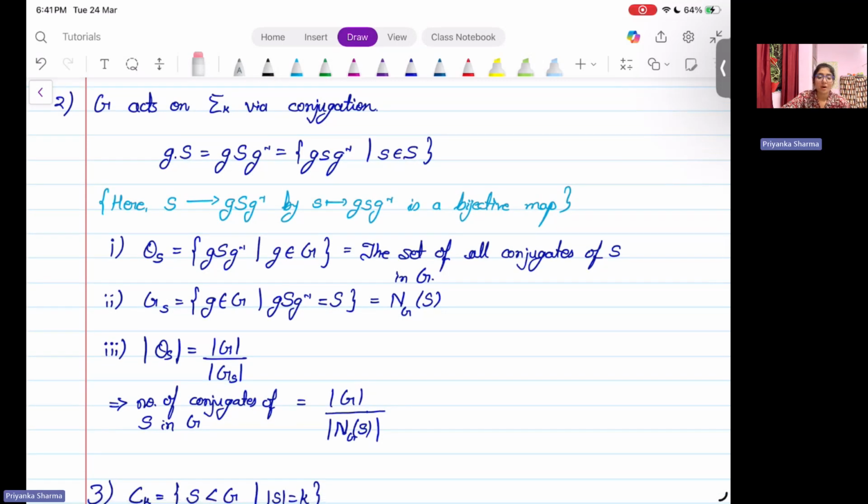And the orbit decomposition theorem will have this form, that is the cardinality of the orbit of S will be the cardinality of G divided by the cardinality of GS. That is the number of conjugates of S in G. Okay, that will be the order of the group divided by the order of the normalizer of S.